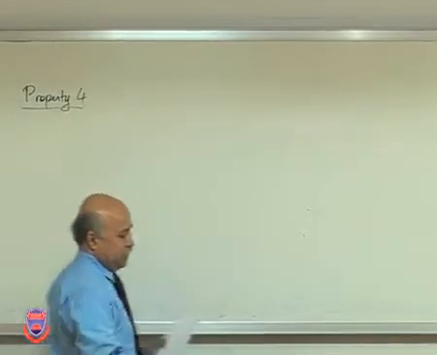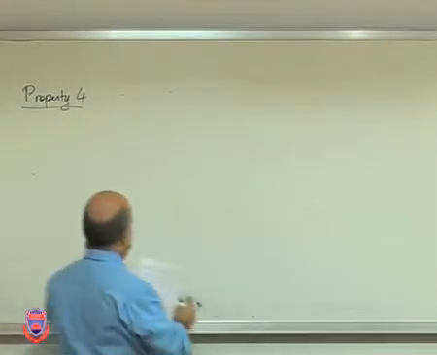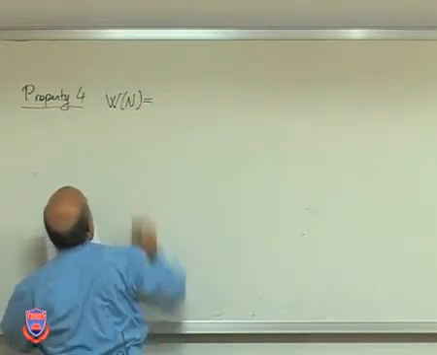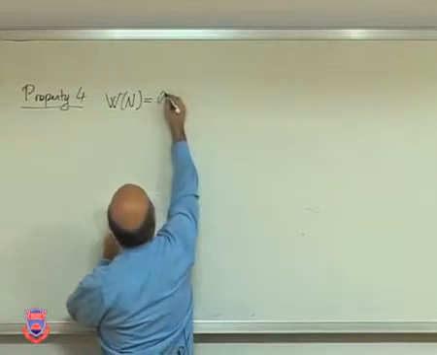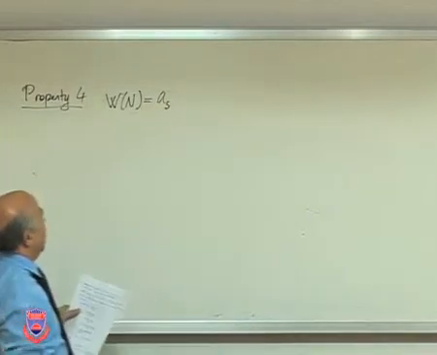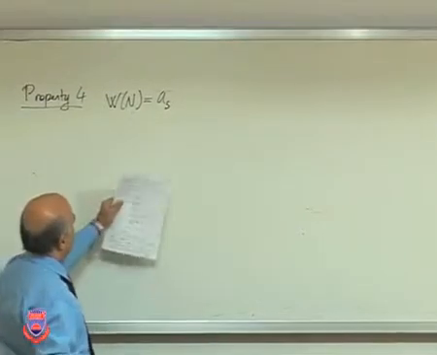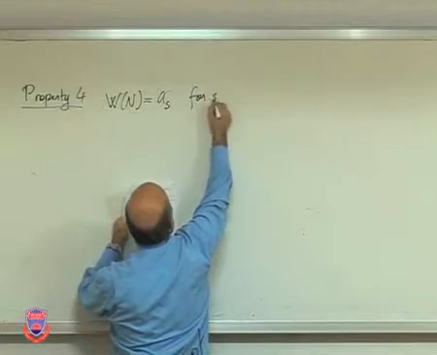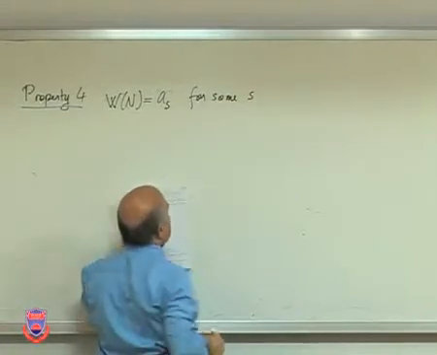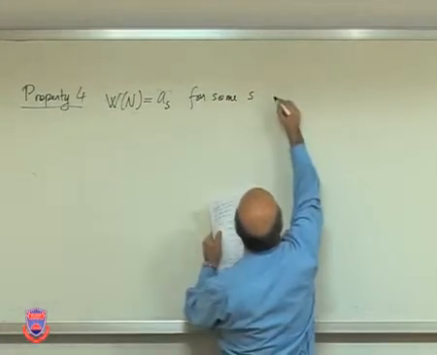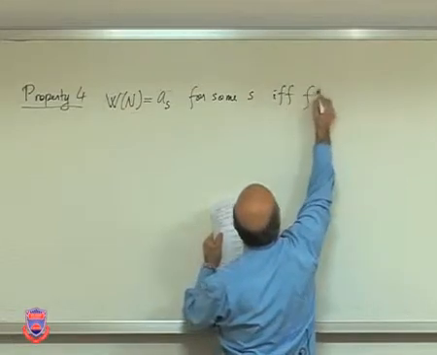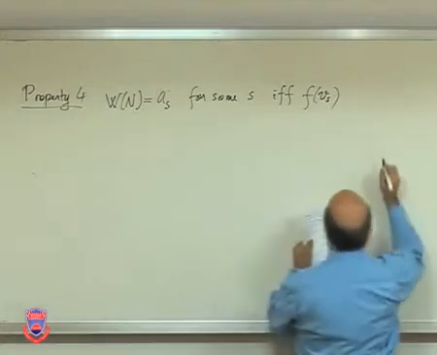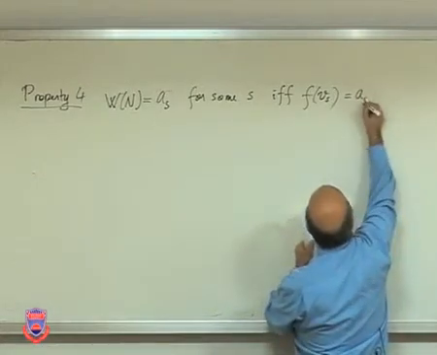Property 4. The weighted diameter is defined by a single index, S, or A is equal to AS, for some vertex index S, if and only if the f function evaluated at that vertex is equal to AS.